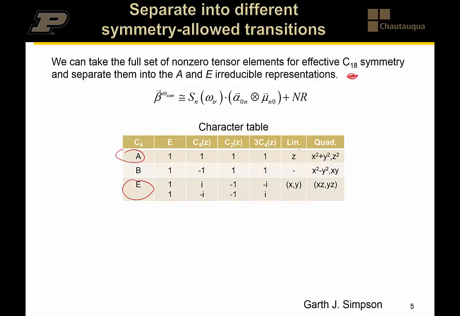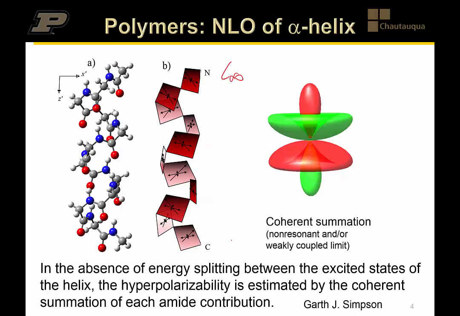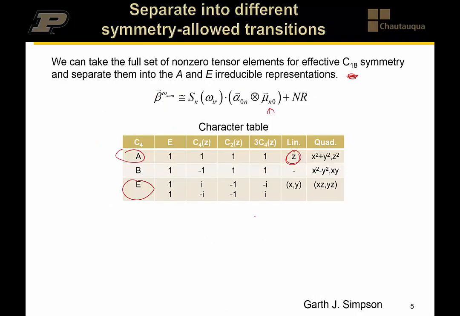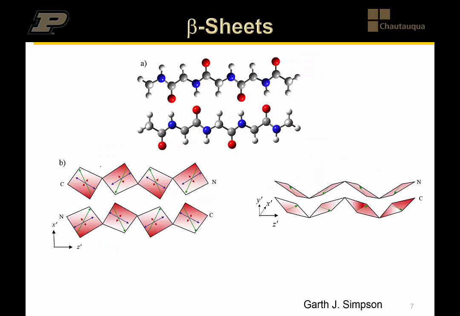And the A transitions correspond to Z polarized transition moment. So the set of tensor elements that end in Z will contribute to the A state, which is the state corresponding to the component of the transition moment along the C18 axis here. And we can separate that out: everything ending with a Z must contribute, for example, to the A state. Everything ending with X or Y contributes to the E state, and it becomes fairly straightforward to disentangle those.